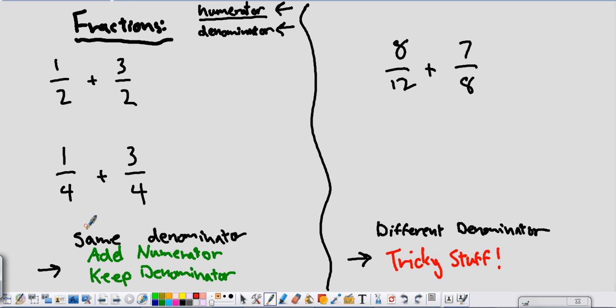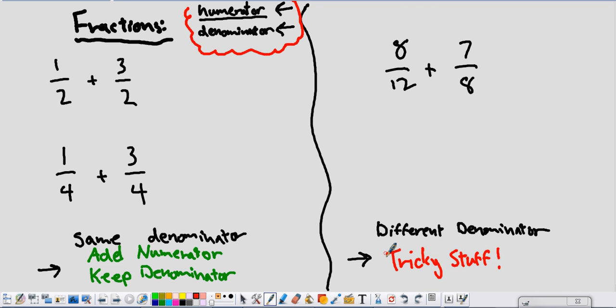Today we're going to talk about everyone's most favorite topic in the world, fractions. Before we begin, I want you to take a look up here and notice that I have something written: numerator and denominator. I'll be throwing those words around a lot. If you don't know what they mean, figure it out now. Numerator is the number on top. The denominator is the number on bottom.